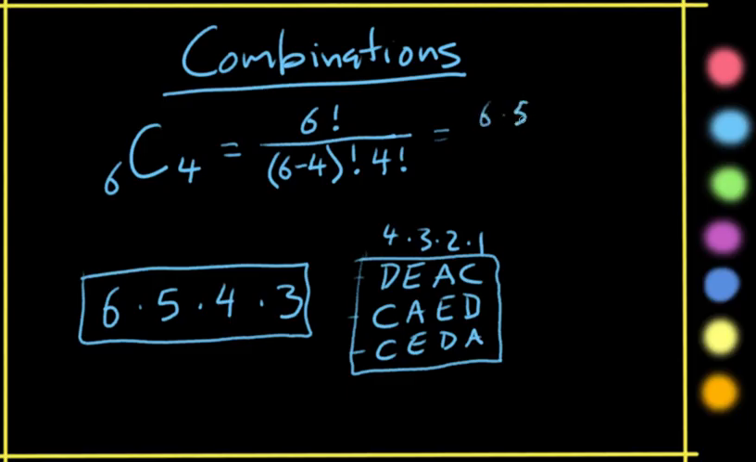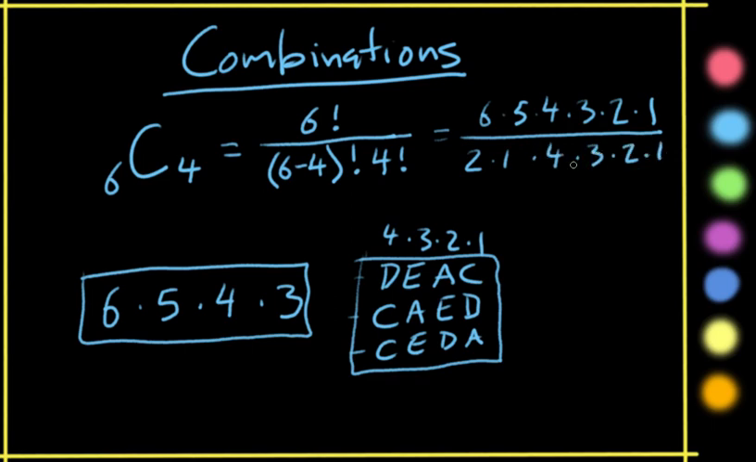So this would equal 6 times 5 times 4 times 3 times 2 times 1 divided by 6 minus 4 factorial, which is 2 times 1, and then the 4 factorial, 4 times 3 times 2 times 1. And you're always going to cancel these ones out, and then you're just left with 30 over 2, which is 15. So there are 15 combinations. There are 15 possible ways to choose those 4 hats that I'm going to give to my friend.